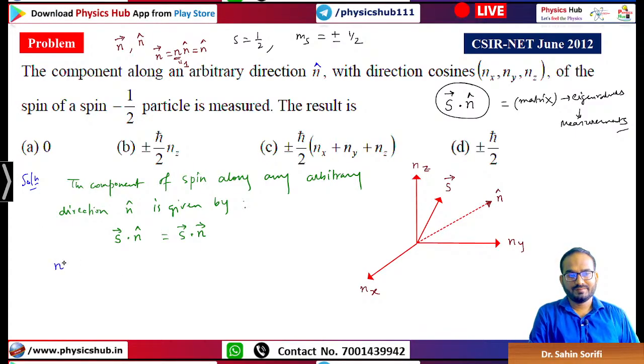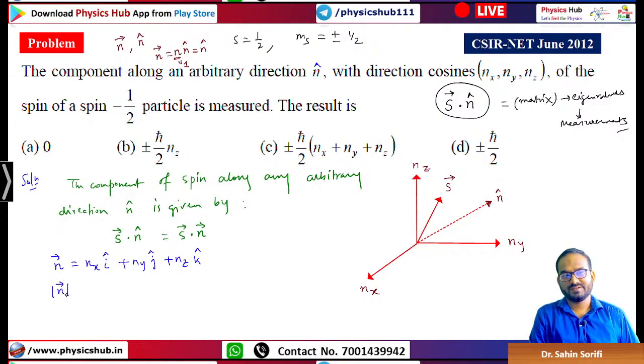So n has direction cosines nx, ny, nz. So you can write n as nx i cap plus ny j cap plus nz k cap. Now n is a unit vector, so the magnitude of n equals 1. So we can write nx square plus ny square plus nz square equals 1. And S is equal to sx i cap plus sy j cap plus sz k cap.